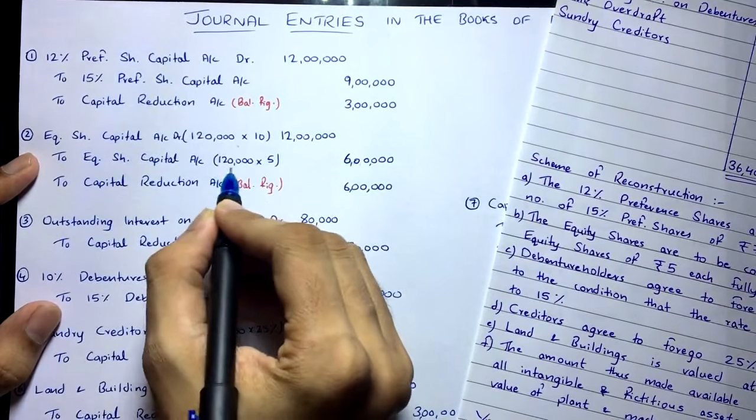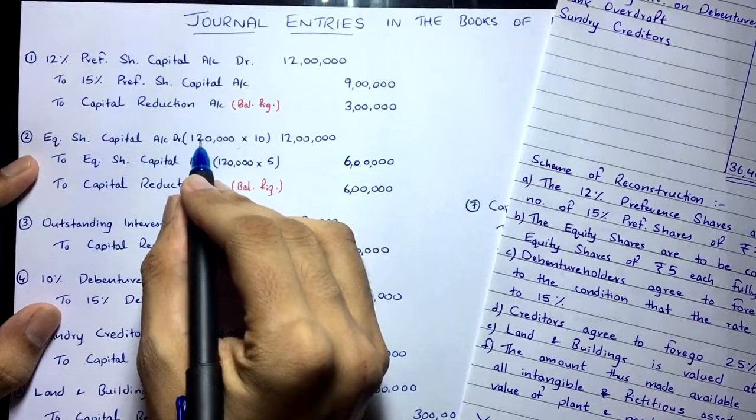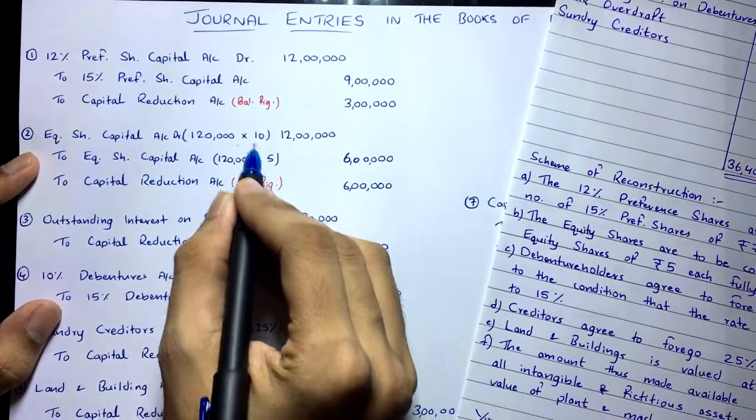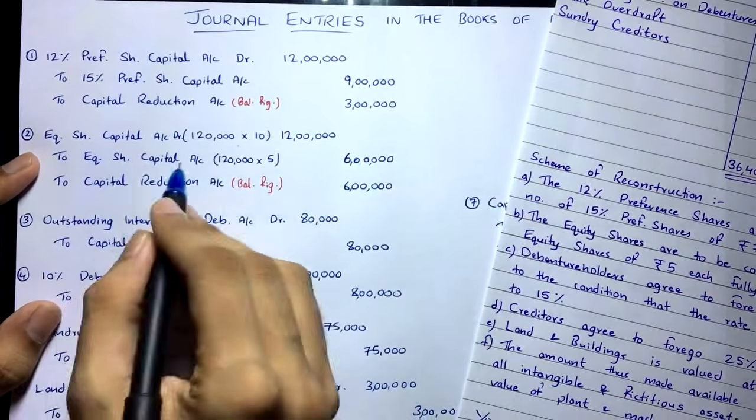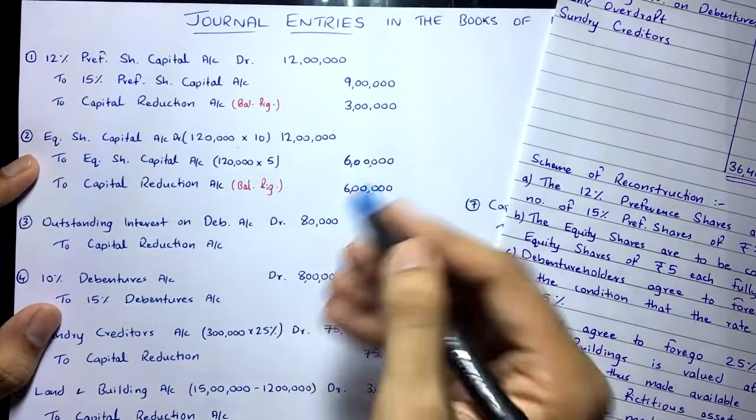So what are we going to do? The shares are the same, 1,20,000 before, now also 1,20,000. The face value is changing, so multiply that. 6 lakh would be your amount of new equity share capital. You credited it to create it, right?